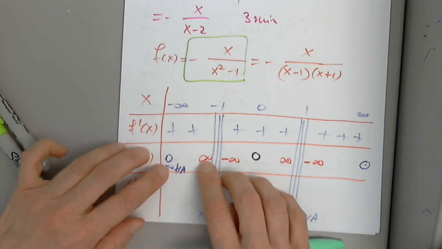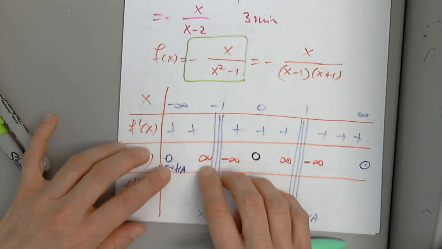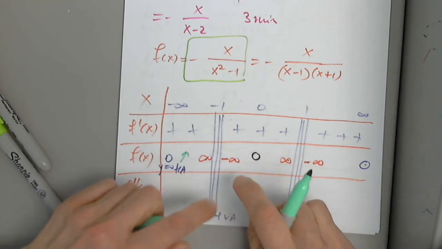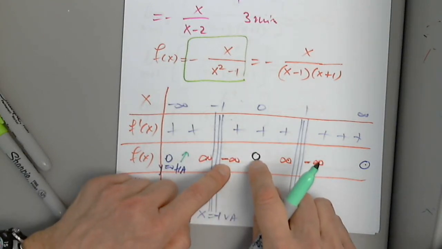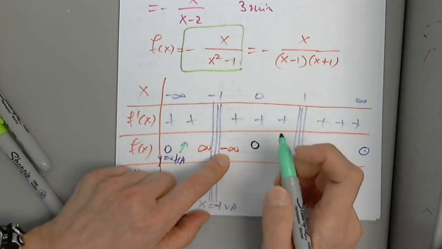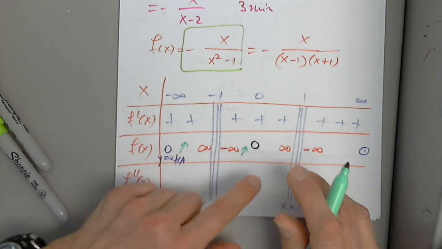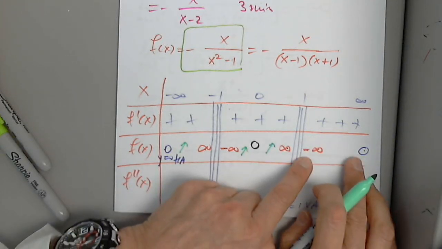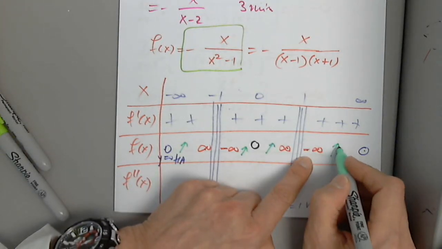Okay, from 0 to infinity, what does this function do? Is that supported by the sign of the first derivative? From negative infinity to 0, is that supported by the sign? Yes? From 0 to infinity. From negative infinity to 0. Right.